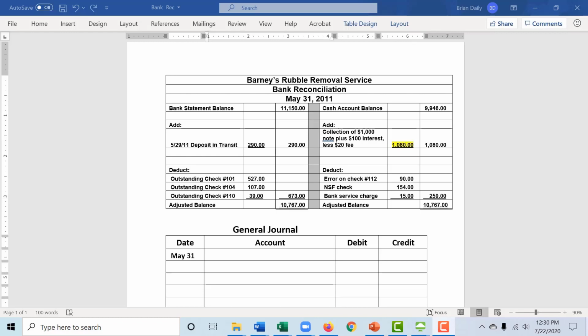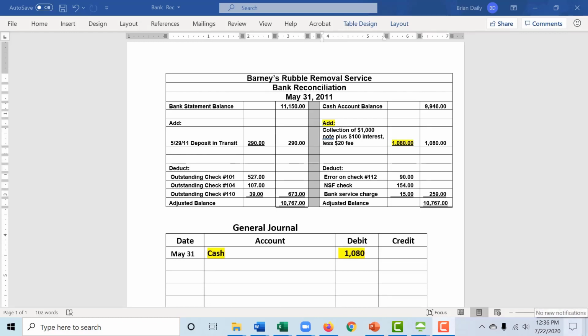Our first adjustment is the $1,080 addition to the cash account balance. Since we are adding $1,080 to the cash account, we need to debit it for that amount. If we look at the notes that we placed on the report, we can see that the bank charged us $20 for providing the collection service. We debit collection expense for $20 to increase it.